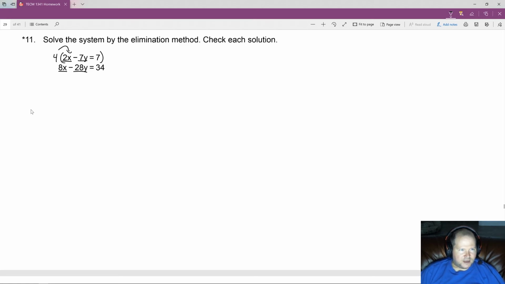Now, because 2x is positive and 8x is positive, I actually need to multiply that by a negative 4. Negative 4 times positive 2x is equal to negative 8x. Negative 4 times a negative 7y is equal to 28y. And negative 4 times positive 7 is equal to negative 28. 8x plus negative 8x, they cancel out. Negative 28y plus positive 28y, those cancel out. We have 0. 34 plus negative 28 is a 6. When is 0 equal to 6? It's never true, so there is no solution.